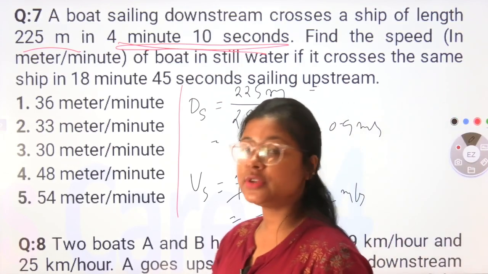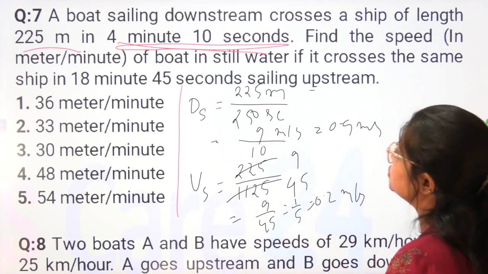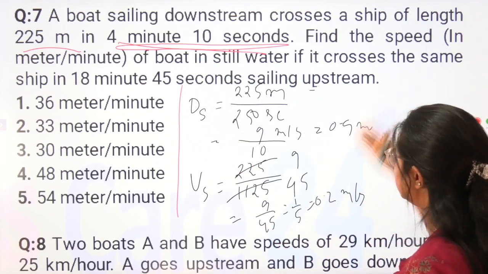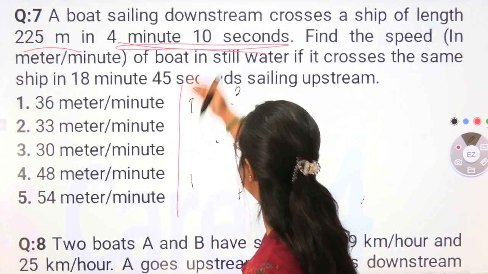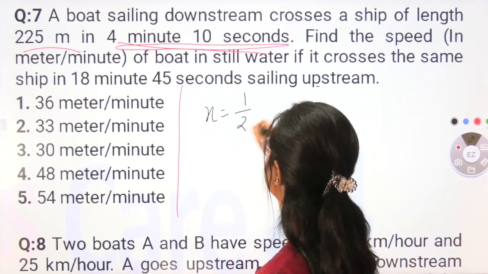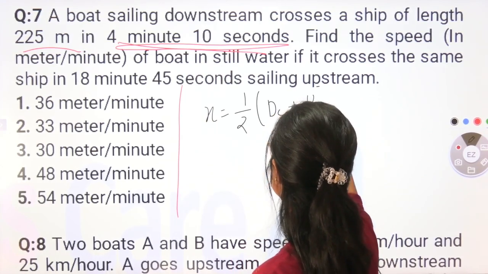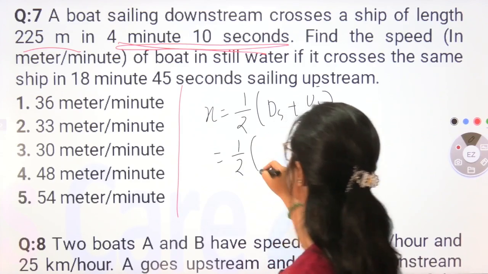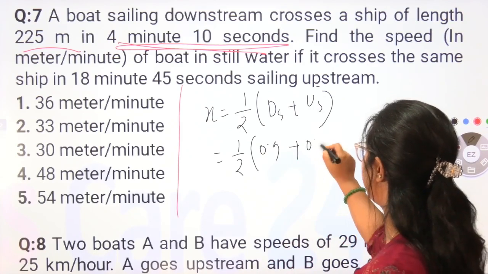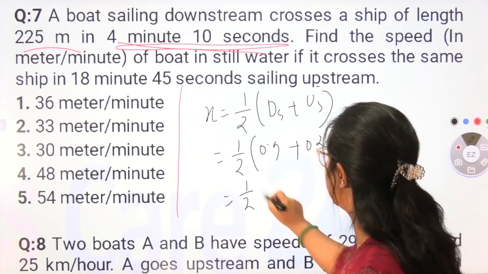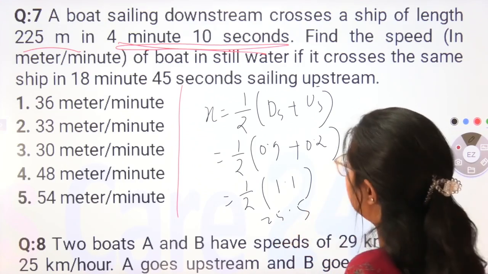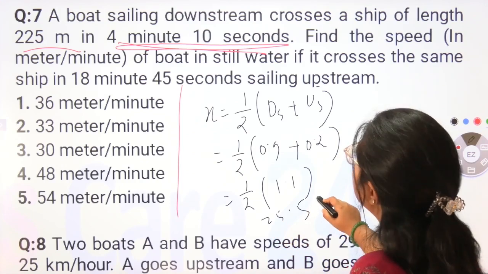After that, I need to calculate x, the speed of the boat. I've already discussed in my previous session that the speed of the boat is half of downstream speed plus upstream speed. So half of 0.9 plus 0.2, that is half of 1.1, which is 0.55.